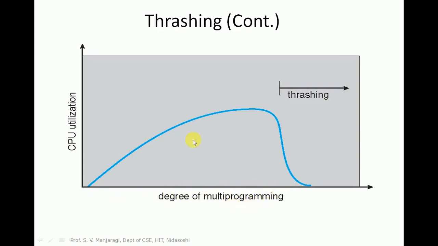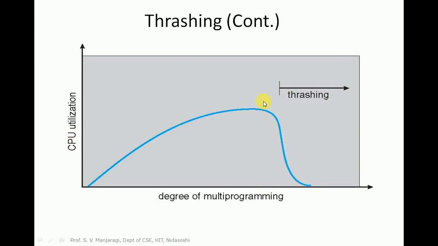Okay, so up to a certain level, the CPU utilization will be maximum. Up to this particular point, for example, in this graph, the CPU utilization is maximum. And after that, it has declined; it is decreasing. You can see in the graph, it is decreasing.